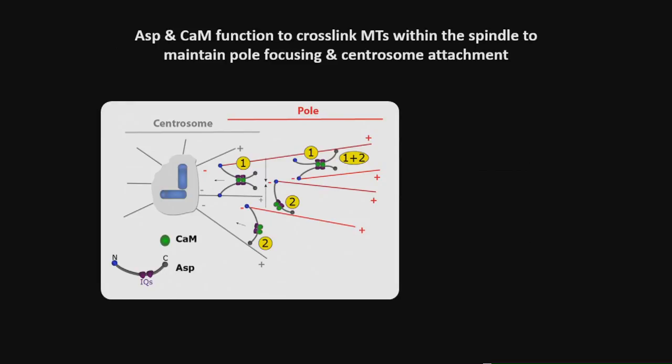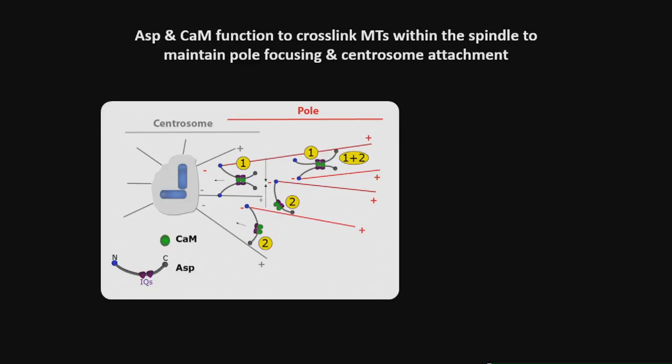And so based on this data and a lot of other data, which I don't have time to show you today, we formulated the following model for how Asp and CaM might be cooperating to cross-link microtubules within the spindle. And we envisioned two possible scenarios. The first, in which CaM might be able to help mediate dimerization between two microtubule-bound Asp molecules. Alternatively, CaM might be able to favor some type of conformation in a single Asp molecule that allows it to bind to two microtubules simultaneously.